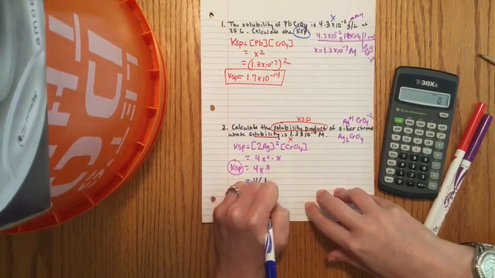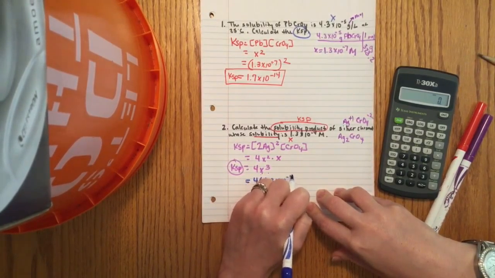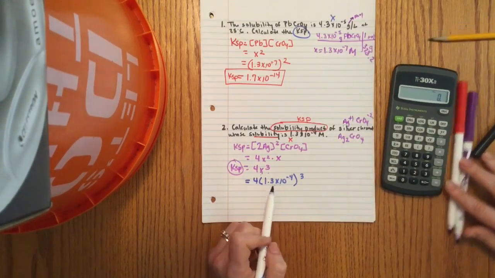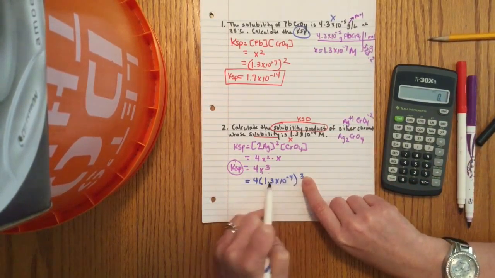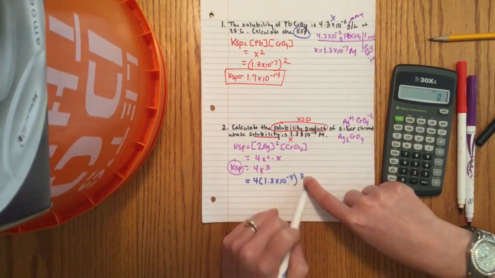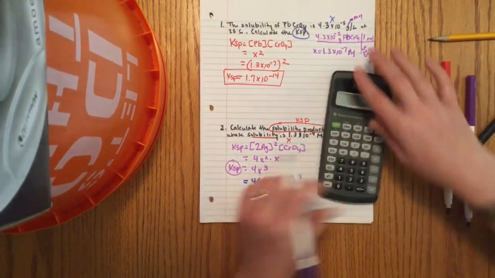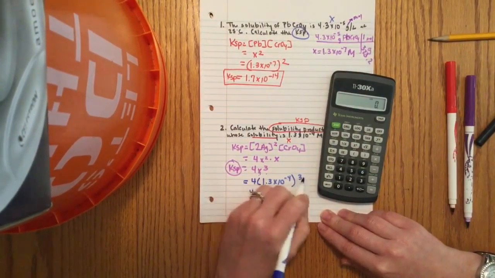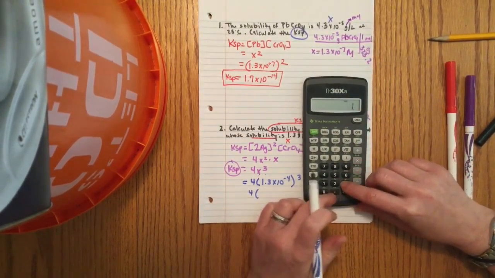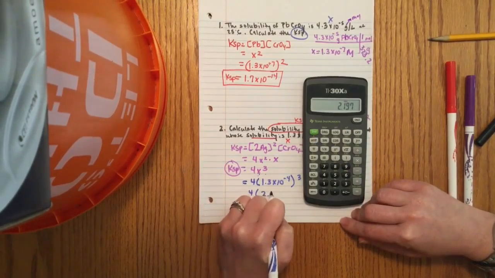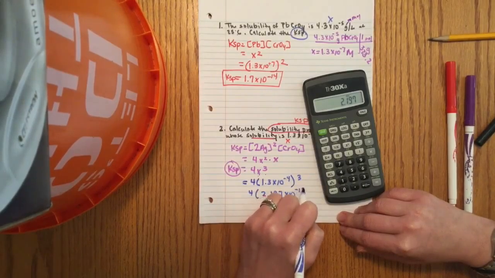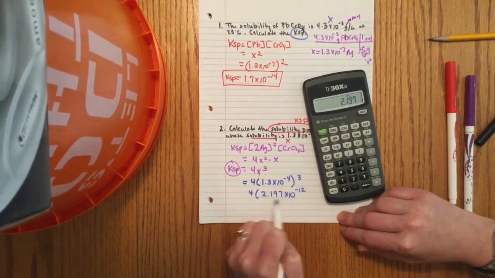Okay, so 4 times 1.3 times 10 to the negative 4, cubed. Remember, in order to make our calculators happy, we're going to break it up. We're going to do 1.3 to the third, and then times 10 to the negative 4 times 3. So it's going to be 4 times whatever I get by using my exponent. So 1.3 times 1.3 times 1.3 gives me 2.197 times 10 to the negative 12, negative 4 times 3.